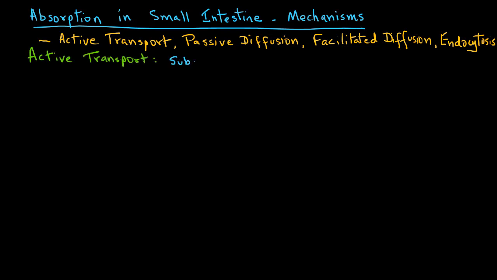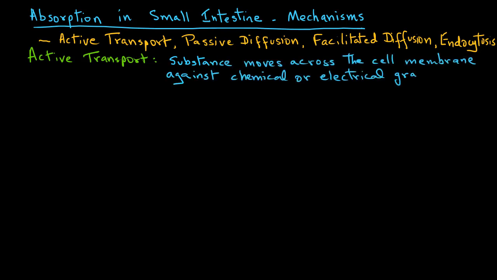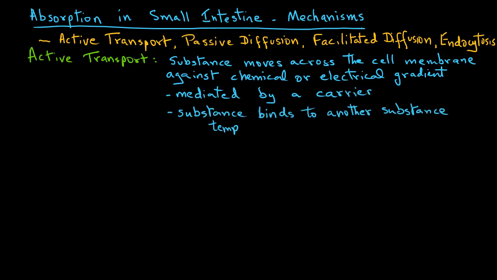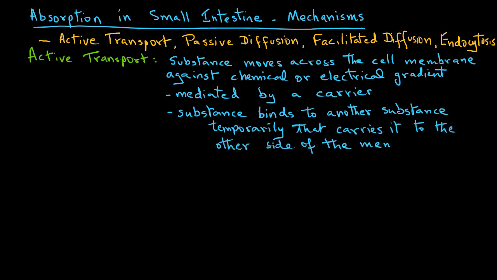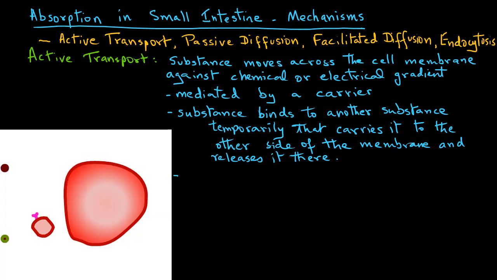In this case, a substance moves across the cell membrane against a chemical or electrical gradient. This transfer is mediated by a carrier. So in this case, the substance binds to another substance that we call a carrier that temporarily carries the substance to the other side of the membrane, and it releases it there. We can see that in this animation, where the substance first binds to a carrier, and then that carrier takes that substance to the inside of the cell where it releases it.